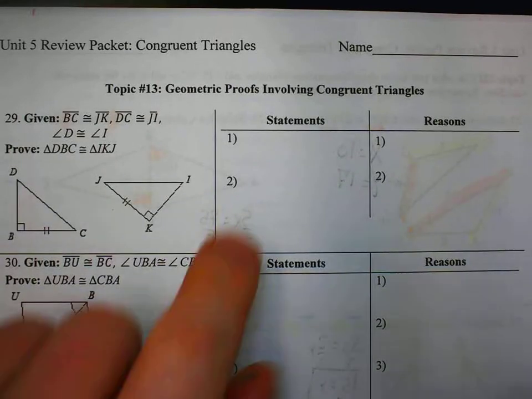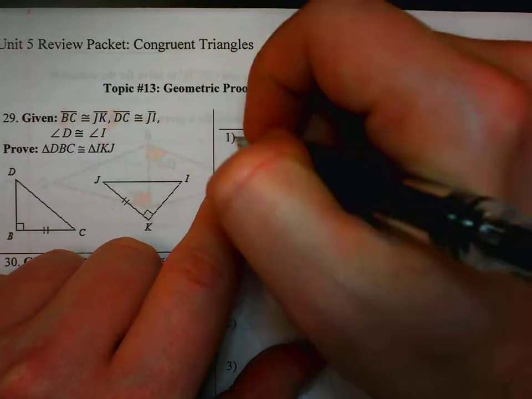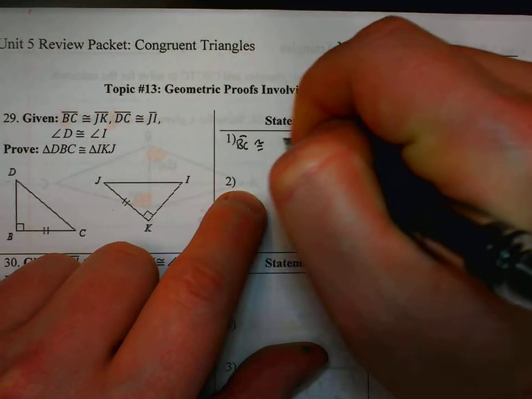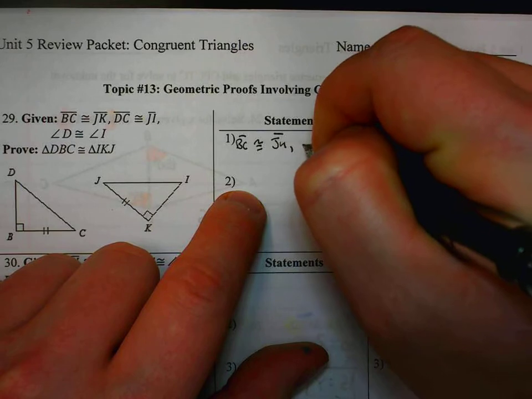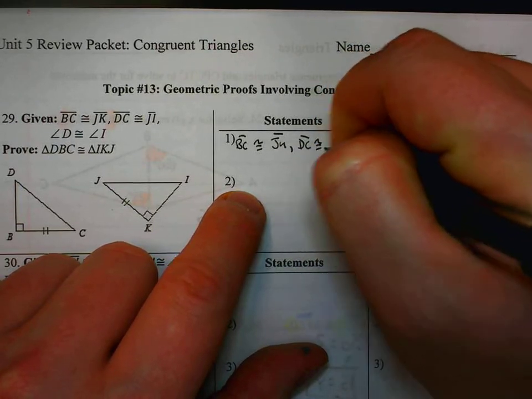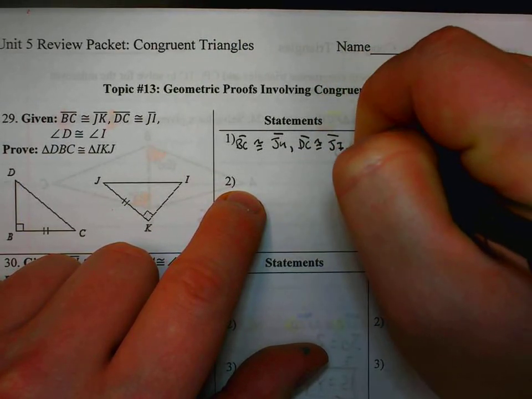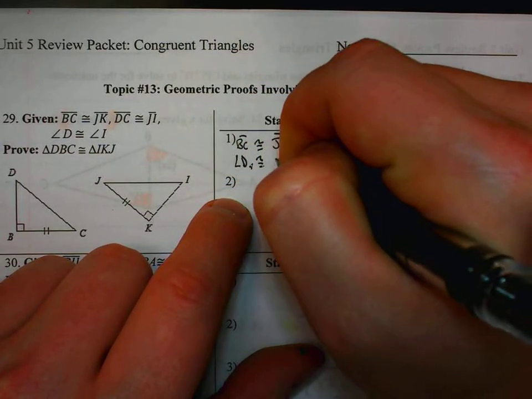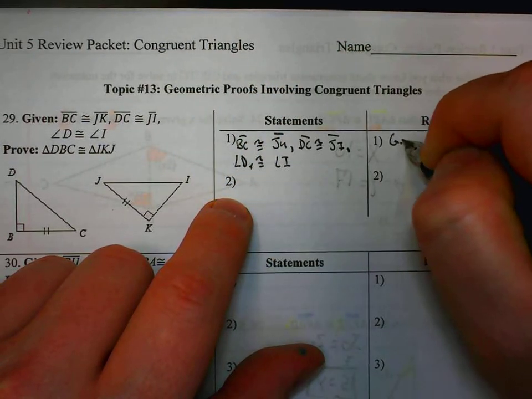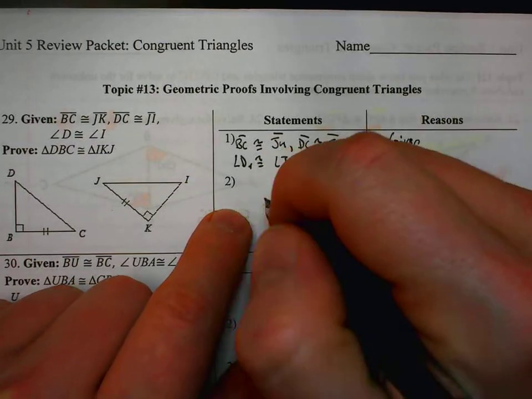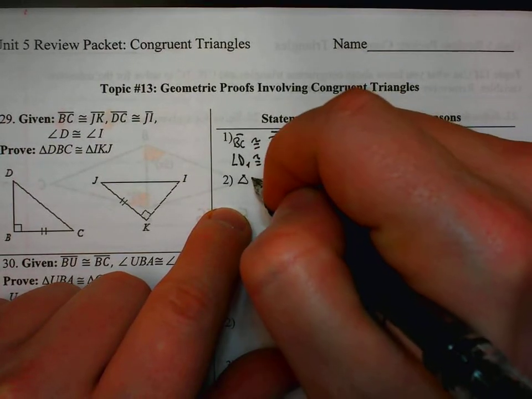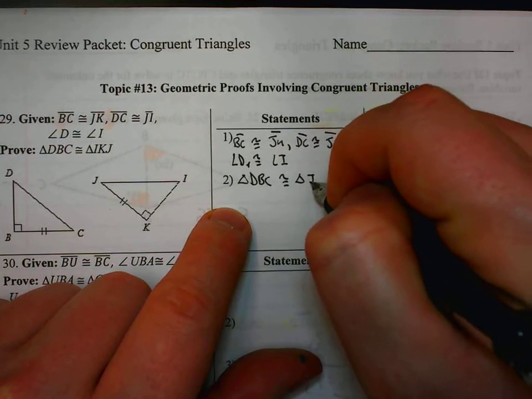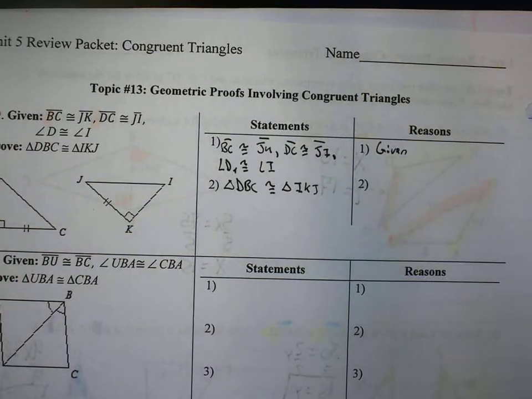Our first statement is always going to be the given, so this would be BC is congruent to segment JK, DC is congruent to JI, angle D is congruent to angle I, reason given. The last statement always has to be what you're trying to prove, so triangle DBC is congruent to triangle IKJ.